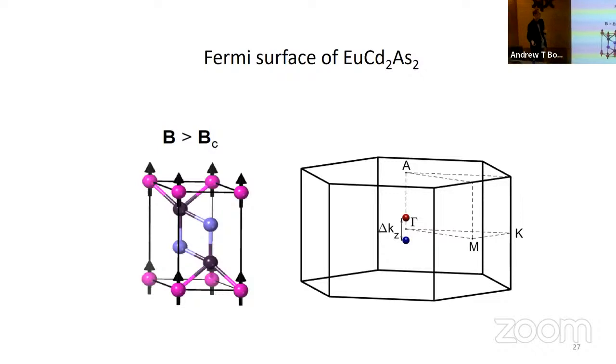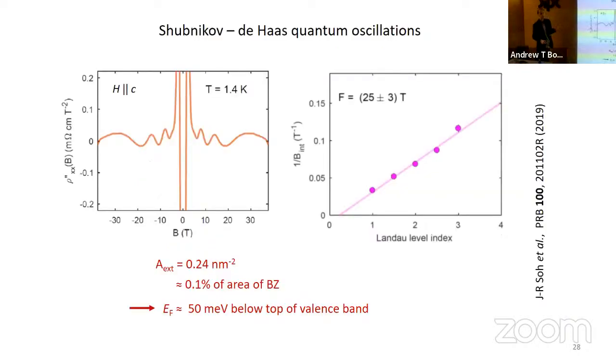And what that means is that in the real sample, it's slightly doped. So there's some conduction electrons. The chemical potential is not exactly well known. And we calculated from the electronic dispersion above and below the Weyl node that the chemical potential is actually about 50 millielectron volts below the top of the valence band, about 50 millielectron volts below the Weyl point.